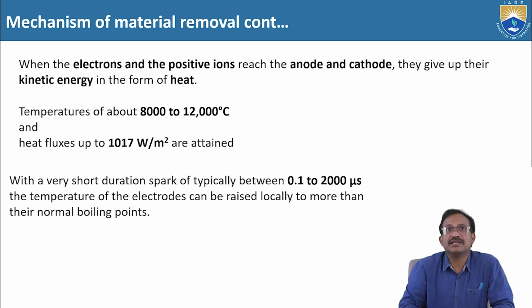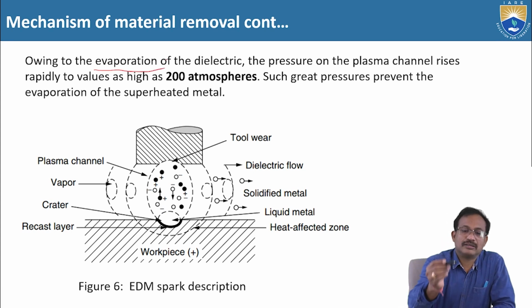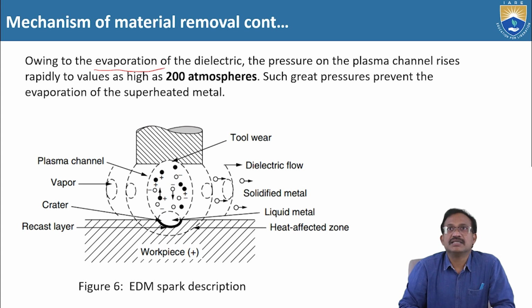Because of this high temperature, the material melts and evaporates. Now let us see the evaporation and all these things on this figure. Owing to the evaporation of the dielectric, the pressure on the plasma channel rises rapidly to values as high as 200 atmospheres. Such great pressures prevent the evaporation of the superheated metal.